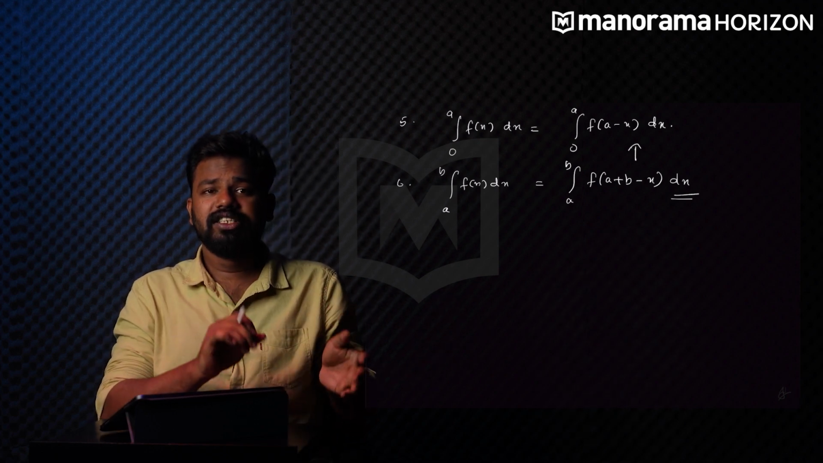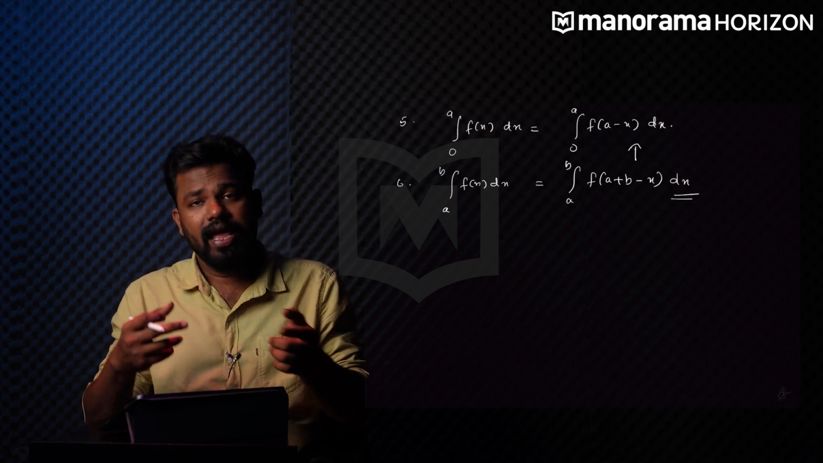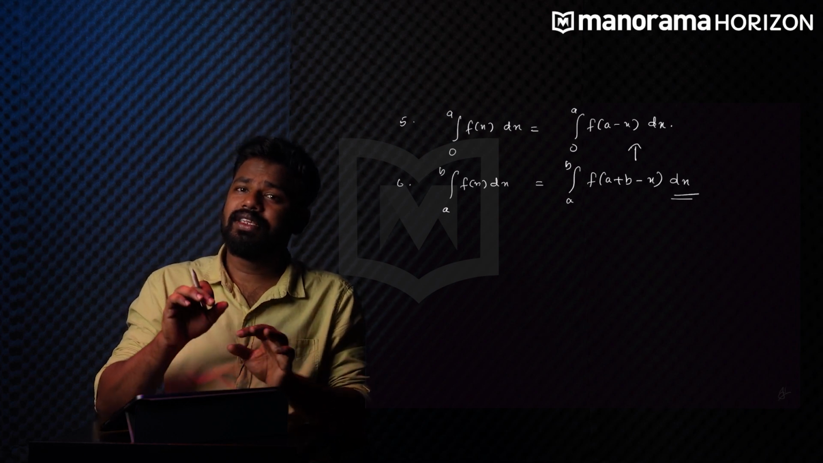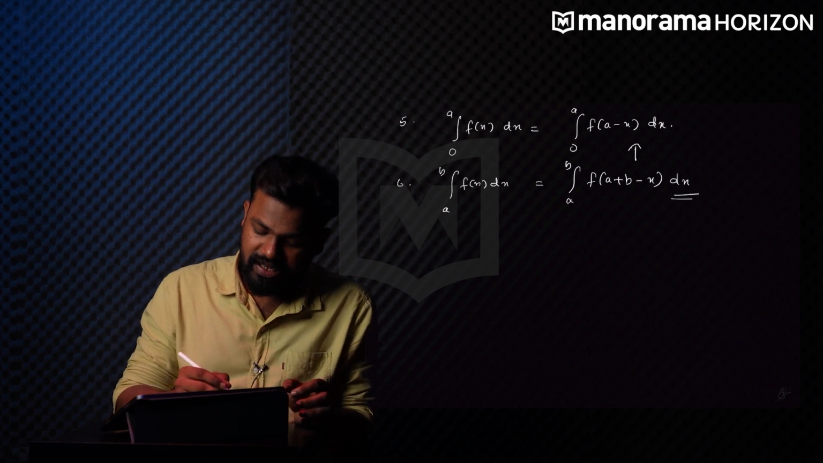Yes, because 0 to a f of x dx can be written as 0 plus a. What is 0 plus a? A minus x. So it can also be written as 0 to a f of a minus x dx also. That is the sixth one.